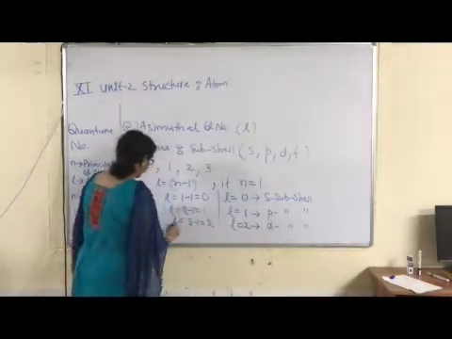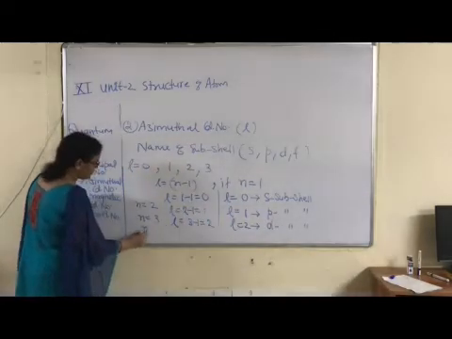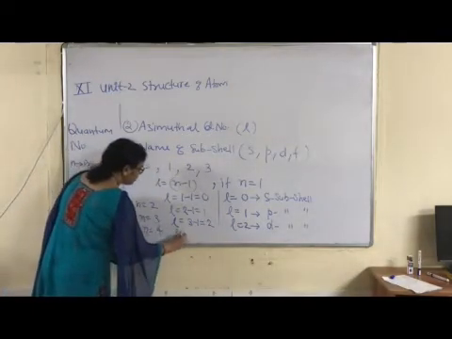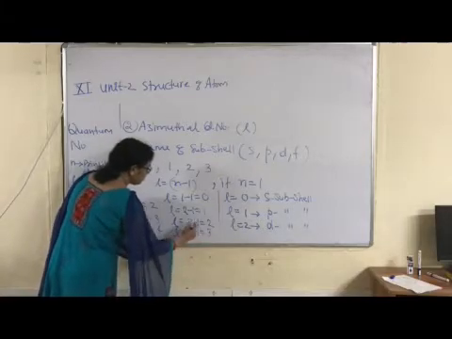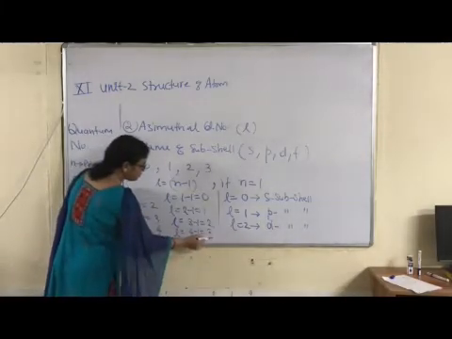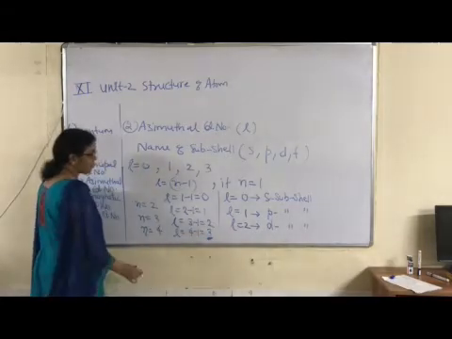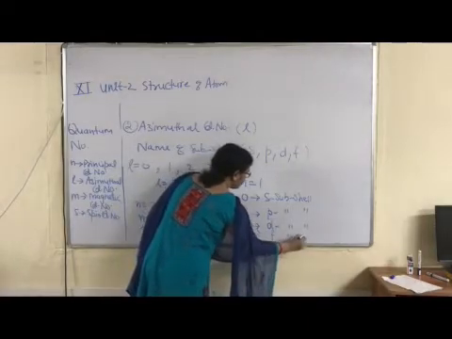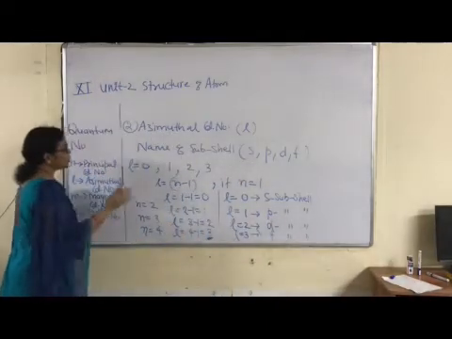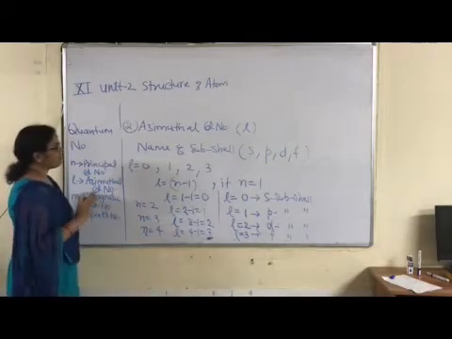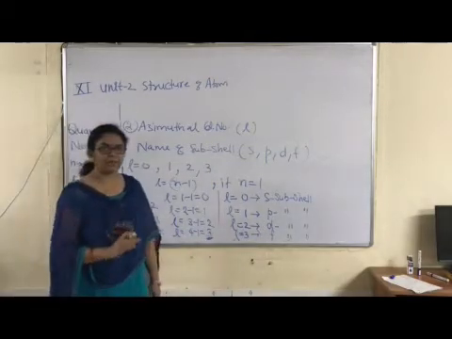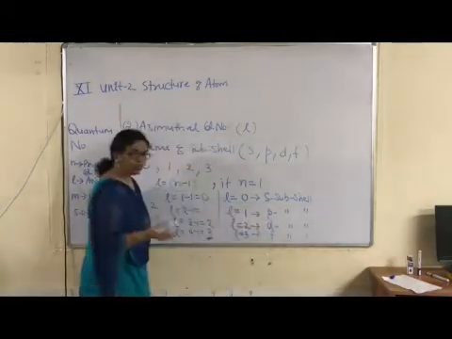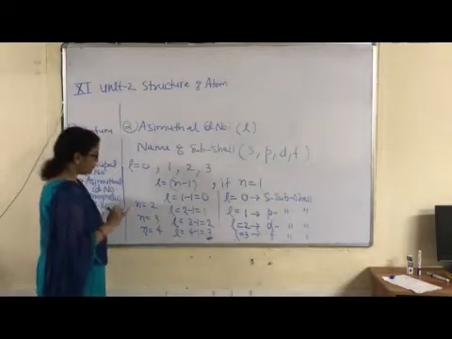Fourth possible value of the secondary quantum number: if n is equal to 4, then L is equal to 4 minus 1, which is 3. Only for this value. What is the name of the subshell? F. L is equal to 3, which means the electron is present in the F subshell. Okay, children? So what is the significance of the azimuthal quantum number? The azimuthal quantum number explains the name of the subshell where the electron or electrons are present.